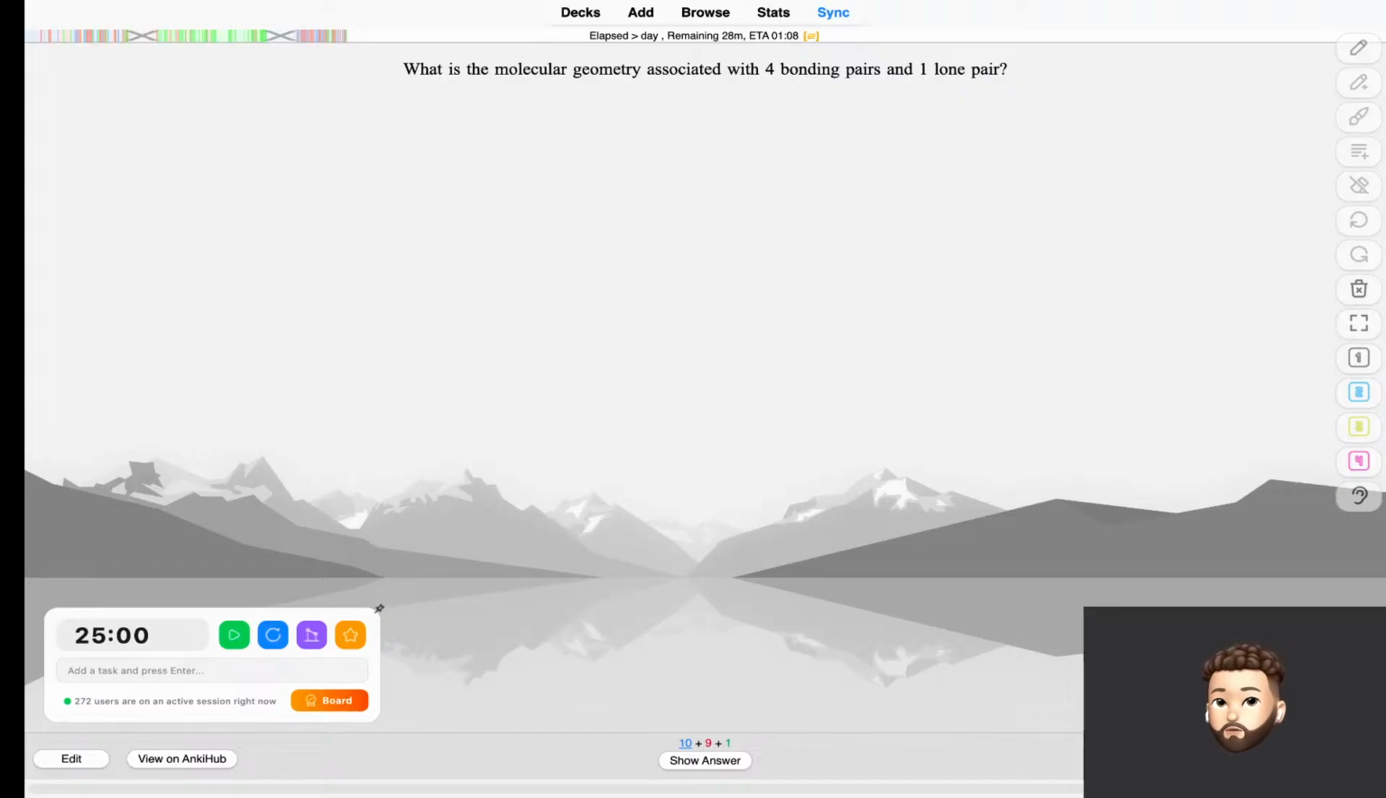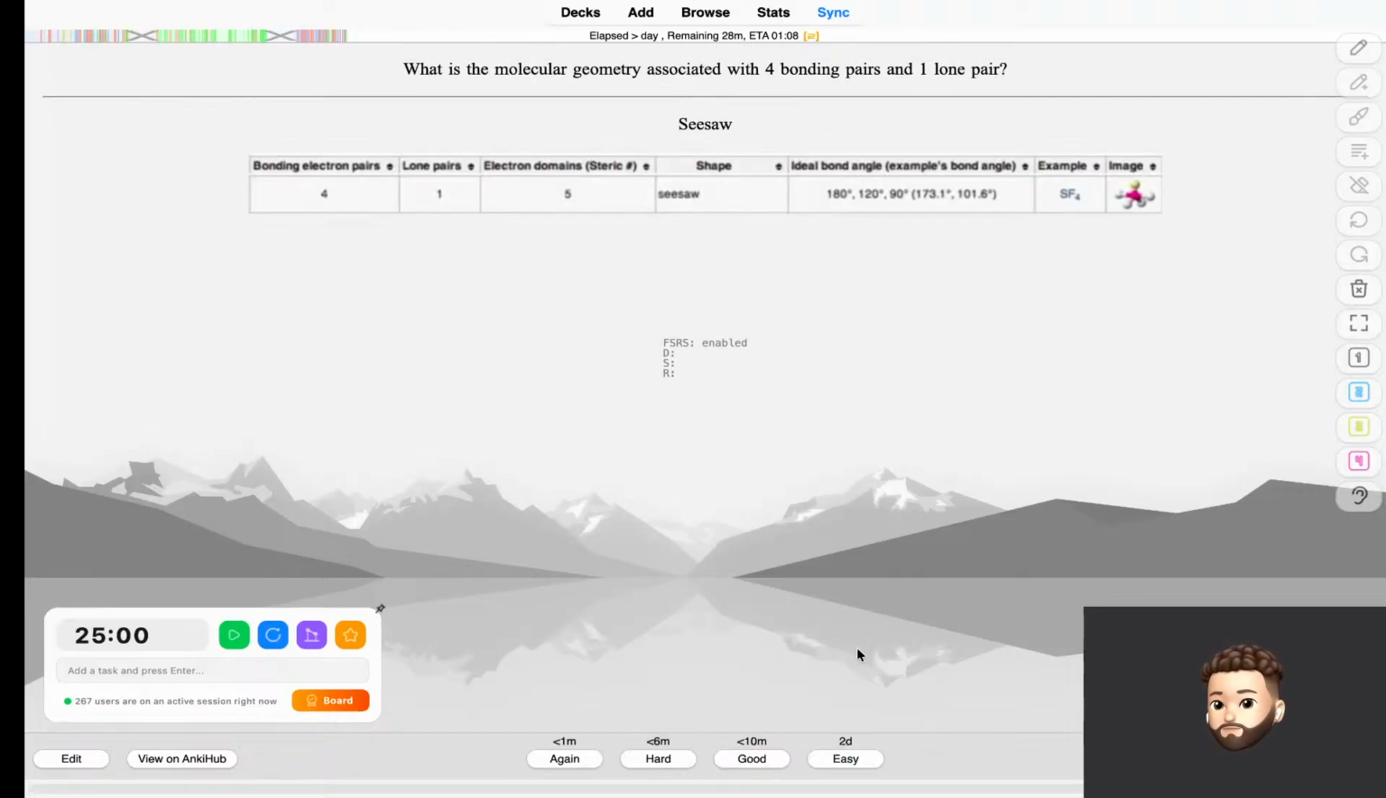Four bonding pairs and one lone pair. So it would be five domains. This must be a new one. Yeah, five domains. What would that be? I don't think I know this. Oh, this might be seesaw. I think it's a seesaw. 180, 120, and 90.